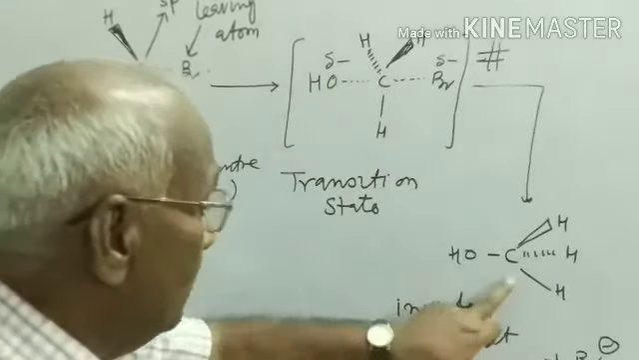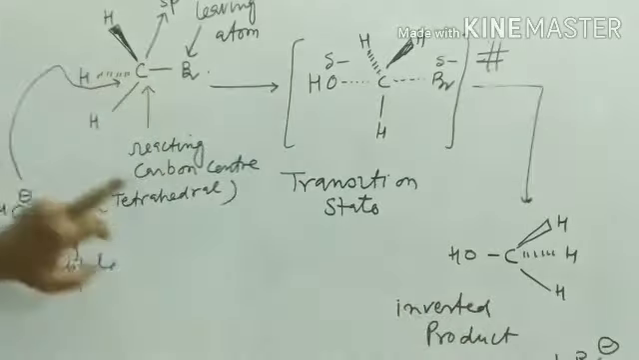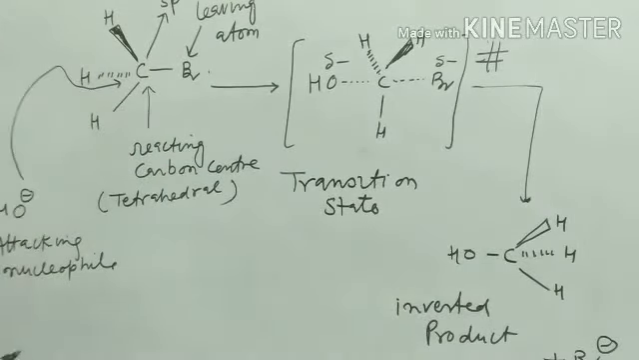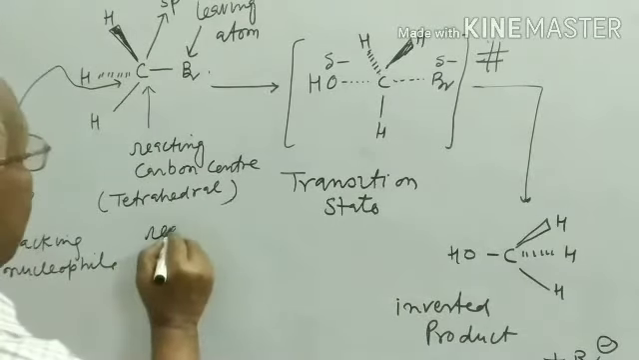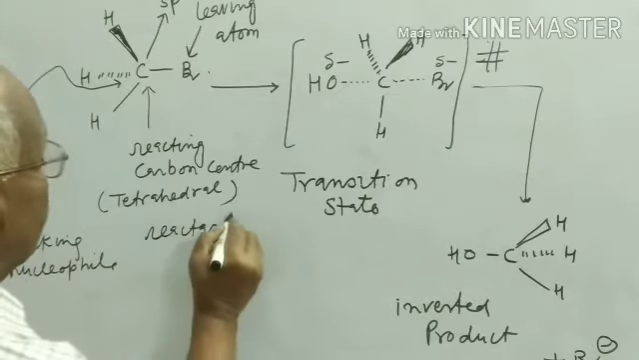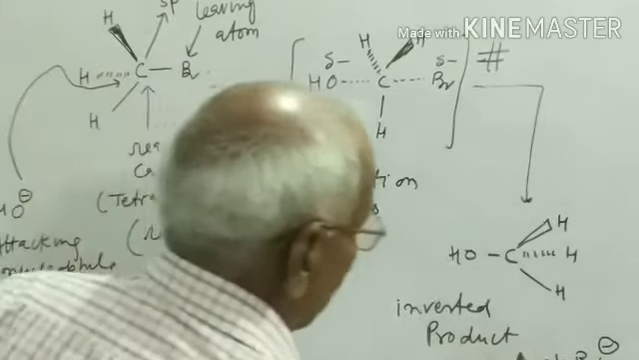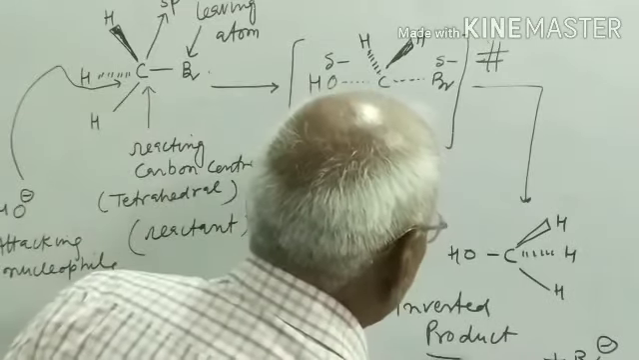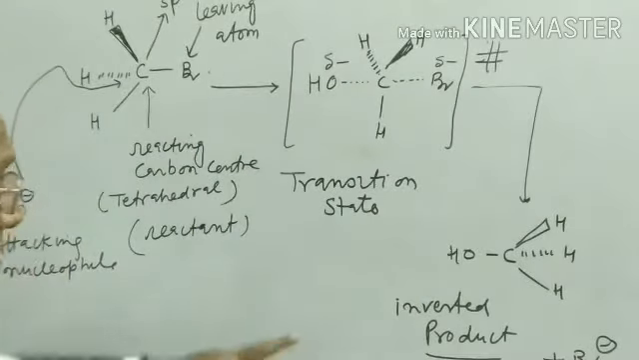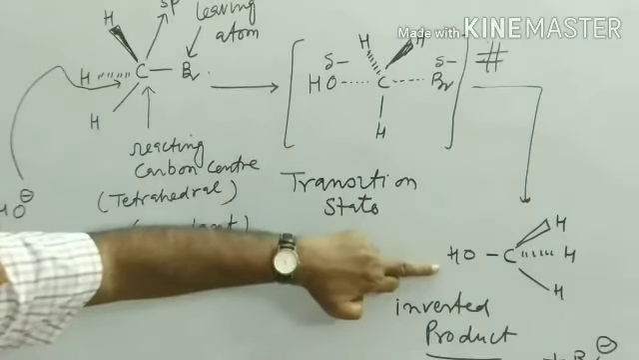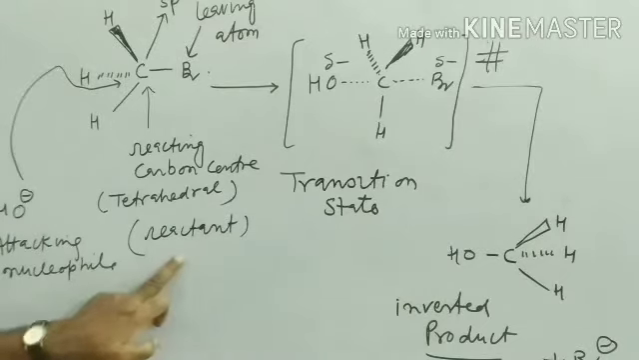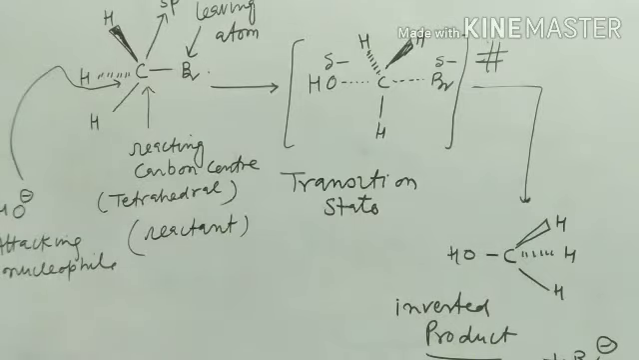The product has configuration opposite to that of the reactant. This is reactant or substrate and this is product, already written. This product has opposite configuration to that of the reactant. So, complete inversion of configuration takes place. This has been discovered by Walden, so named as Walden inversion.